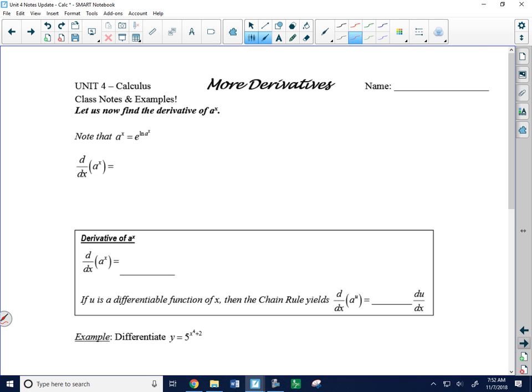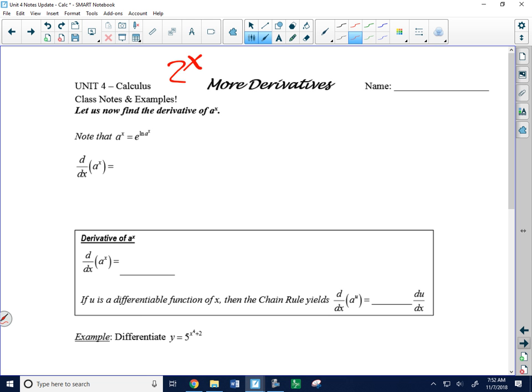The next one is a to the x. So this is a being any number. It's like 2 to the x. It's again an exponential function, but it's not e being the base. It's just some other number. Any number being the base.